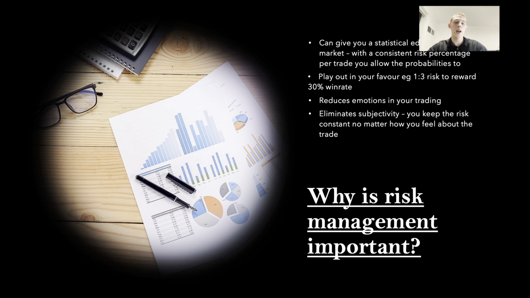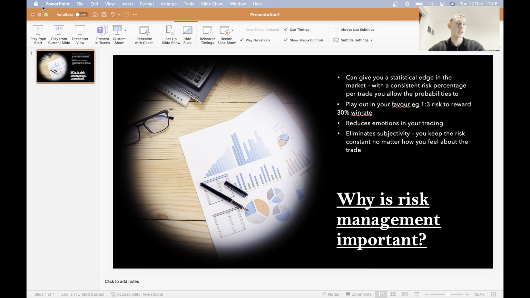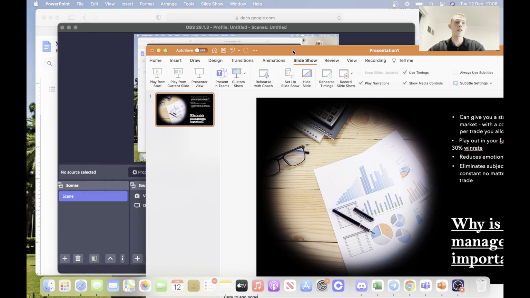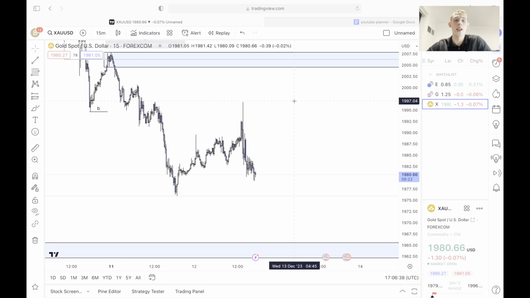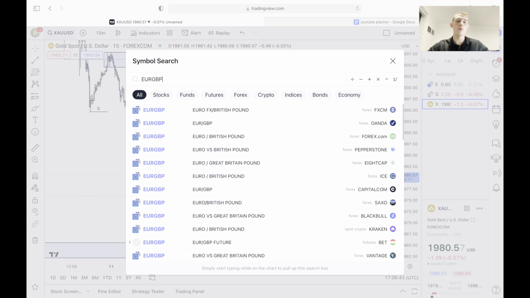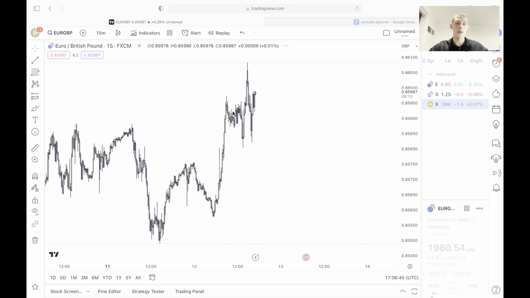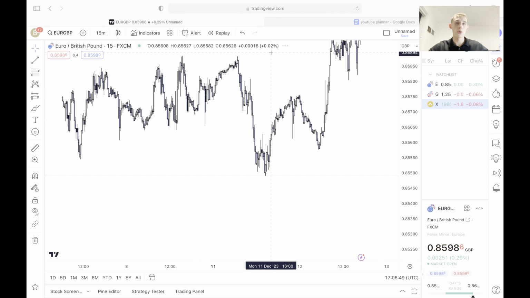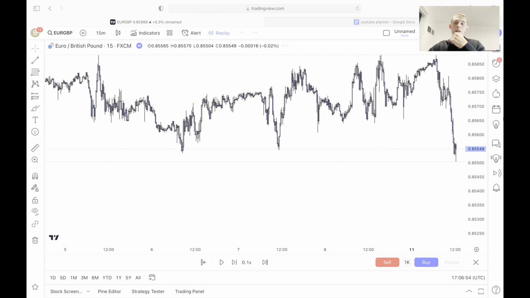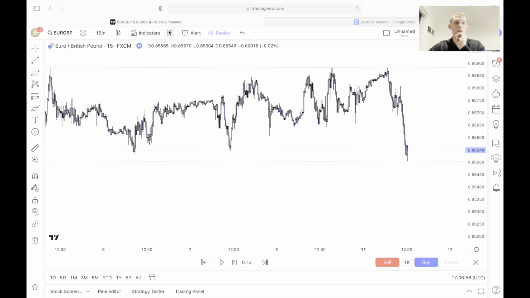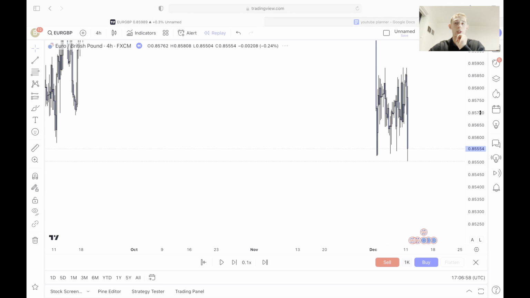So now that we've got the importance of risk management out of the way, we can go over to the charts, and I'm going to show you exactly how you can go about calculating the correct lot size in order to only risk 1% of your account balance per trade. So first of all, we obviously start with actually finding a valid trade to take. So let's say we go back to here. This was the trade I was looking at this week. So if we go over to the 4 hour.